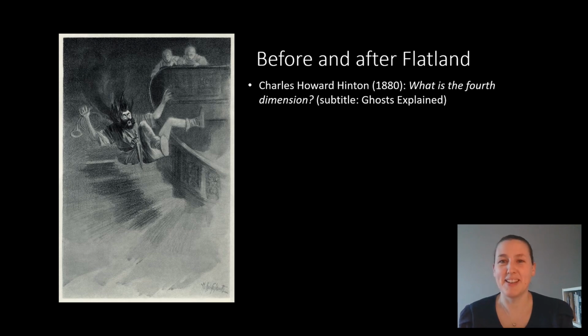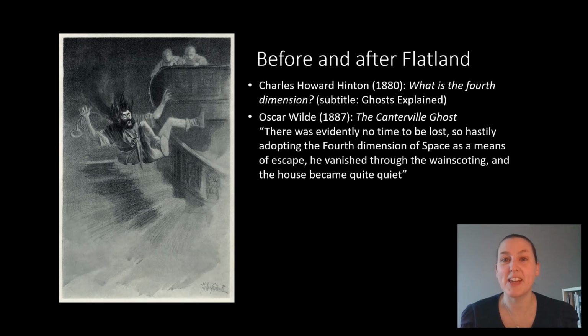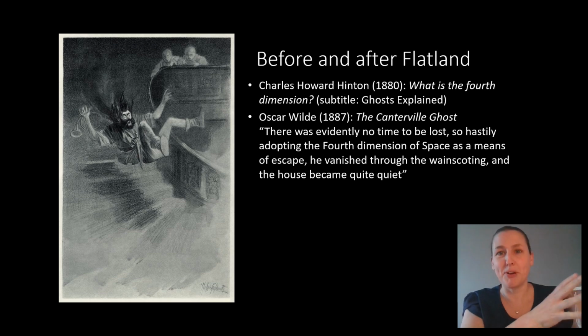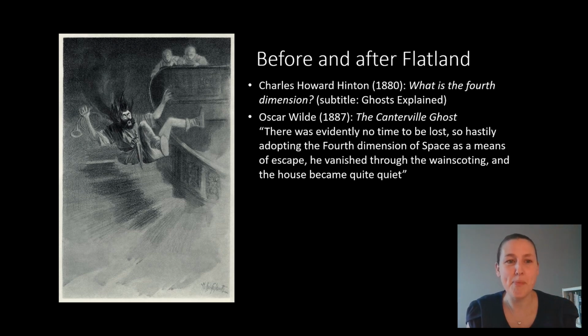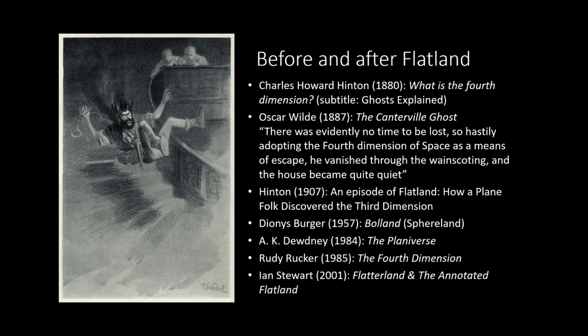It was later republished by the publisher with the subtitle Ghosts Explained, because one theory about how ghosts could move in and out of houses and go through walls is encapsulated in a nice little quote from The Canterville Ghost by Oscar Wilde. He's describing the ghost, who's in a bit of a pickle. "There was evidently no time to be lost. So hastily adopting the 4th dimension of space as a means of escape, he vanished through the wainscoting and the house became quite quiet." So just like the sphere in Flatland, he can move into the 4th dimension, move around wherever he wants, and then come back in wherever he likes. This is how ghosts move through walls, right? So this is becoming a popular thing that people understand in the 4th dimension.